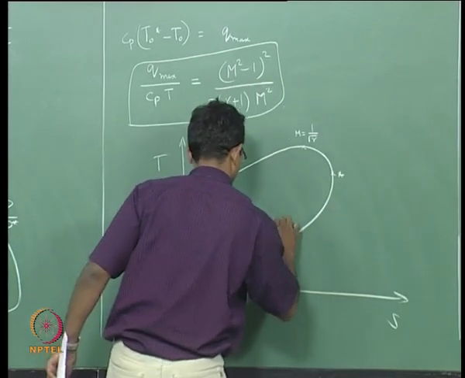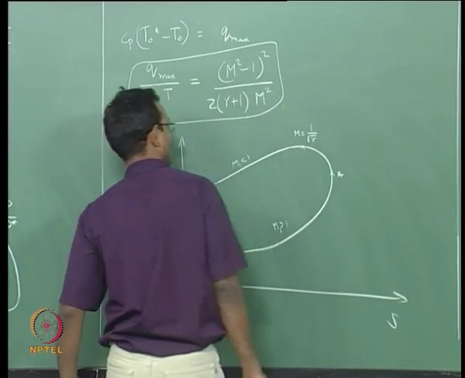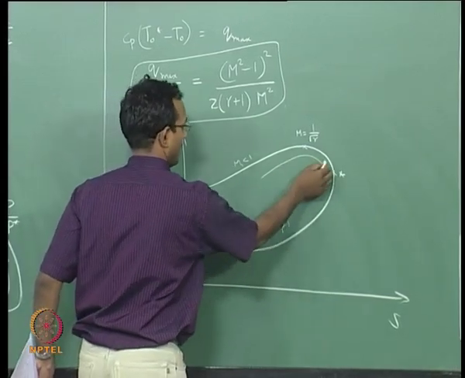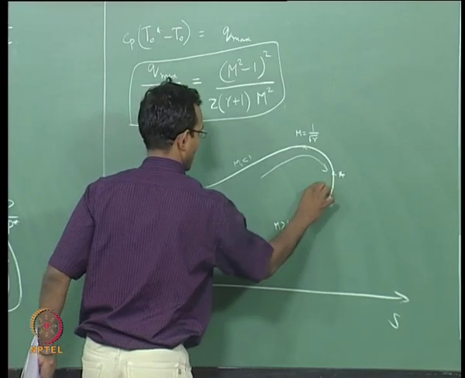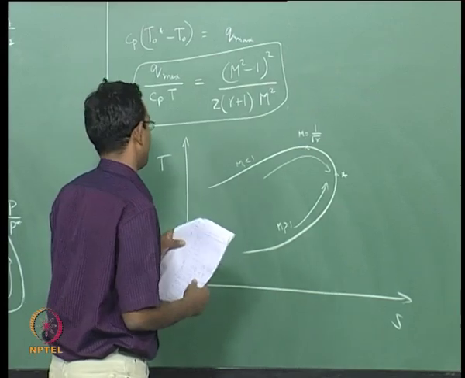and this is my M1 greater than 1, this is my M1 less than 1, and we said that if I am heating, I am going to go this way. Heating will go towards M equal to 1 from both directions, cooling will go the opposite way. That is what we found here.